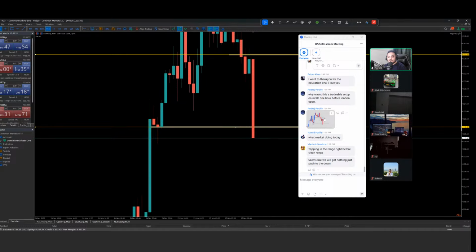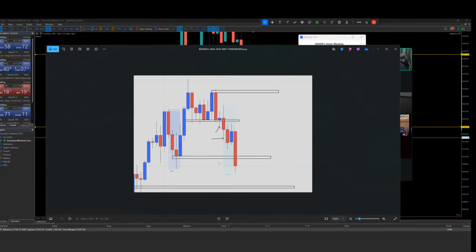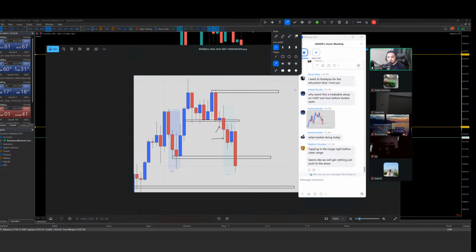Why wasn't this a tradable setup on M30 one hour before London Open? Which one? Let me look at this one. Because I have this wick on the left-hand side, so I'm not comfortable with that one. I need to depend on the volume. Only volume could help me out. The way it's pushing, look at the size of the candle, a very healthy body. Even if it breaks below this low, we need a lot of volume to go through this area.